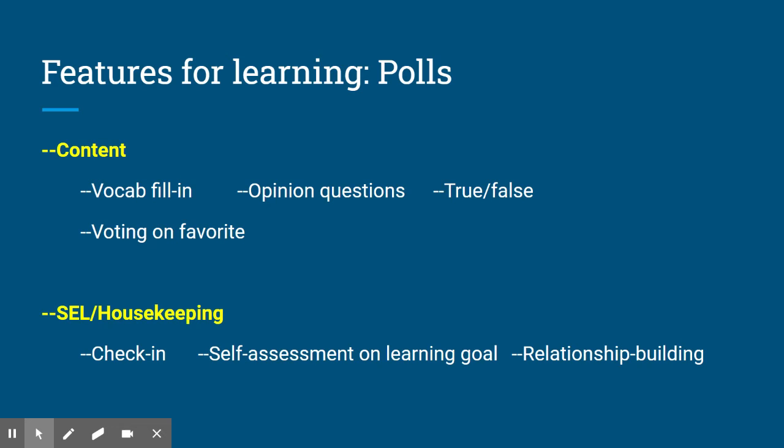So as far as tying it to our world language classrooms, there's a couple ways we can do it. It's great for content. So as I mentioned, vocabulary fill in, great for opinion questions. Also true false, of course, or maybe you're voting on like your favorite. So things like your Navidad Madness or March Madness song brackets.